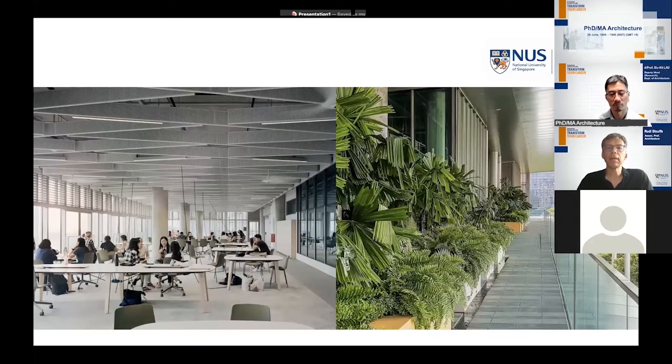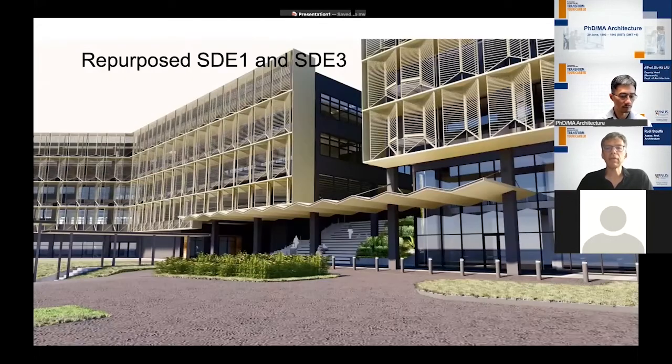And of course, one can comment that such things are easier to achieve in a new building. But in the meantime, we are also renovating. We have completed the SD1 building. The SD3 building is almost completed. We are applying the same technologies and we are hoping to achieve the same results.